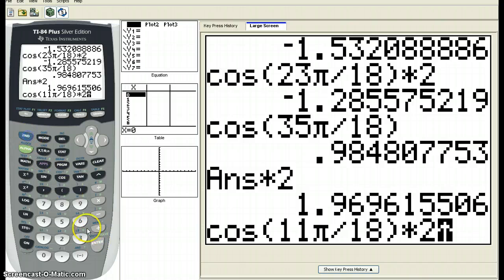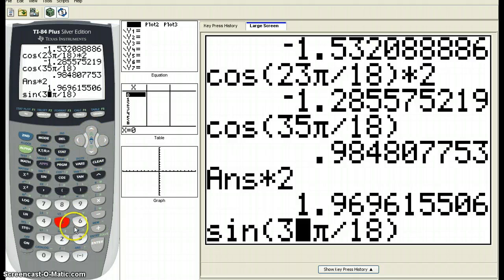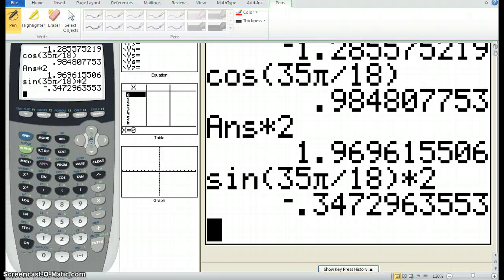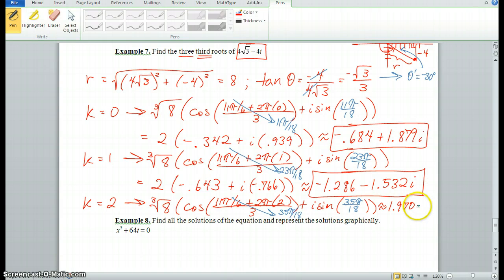Too many entries to go through. I apologize. Let's just do this. Negative 0.347. So minus 0.347i.